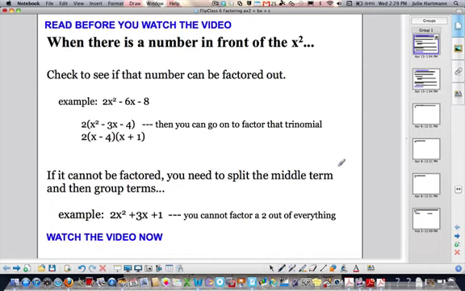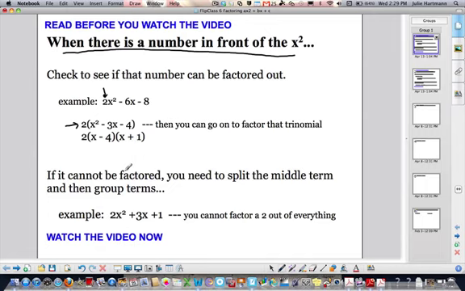Alright, today we are going to talk about factoring when there is a number in front of the x squared. For example here we have 2x squared minus 6x minus 8. The first thing you need to do is see if you can factor that out. In this example we can factor out a 2. We're left with x squared minus 3x minus 4. And from there you can go on to factor that trinomial. It would be 2 times x minus 4 times x plus 1.